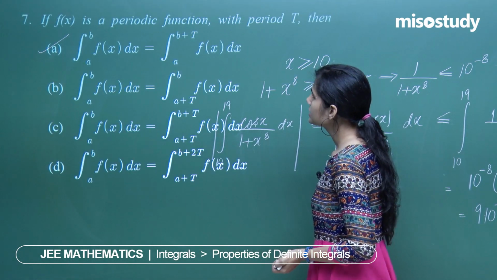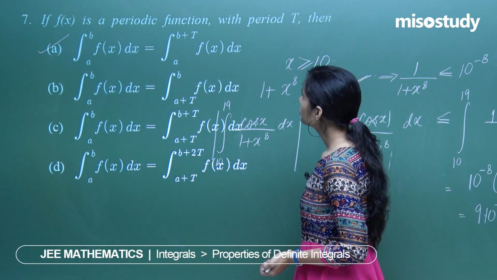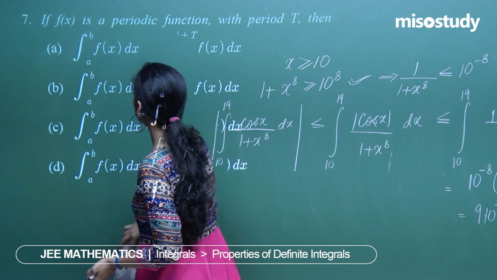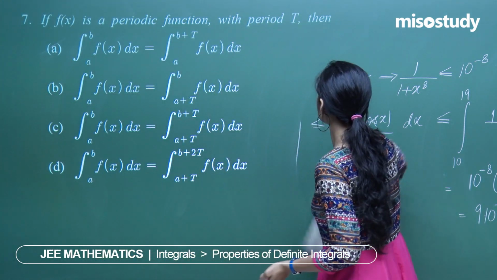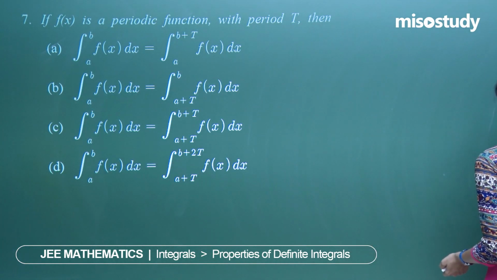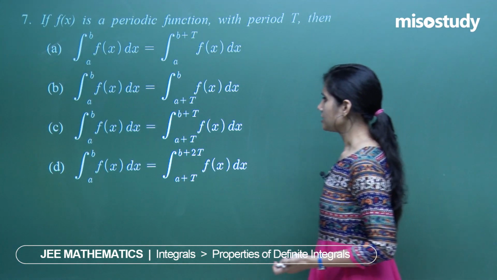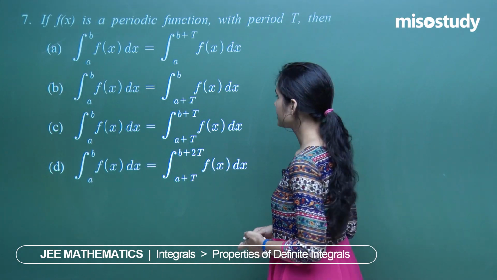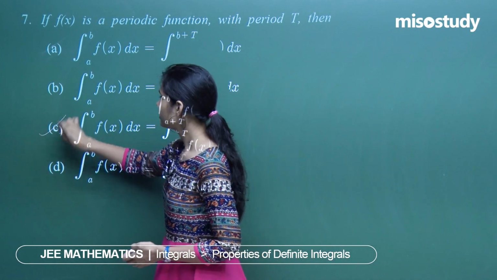Next question says, if f(x) is a periodic function with period t, then which among the following is the correct statement? Now over here, if you remember the theory part that we've done, directly you will be able to see the answer. Which one is it? It is option number C, isn't it?